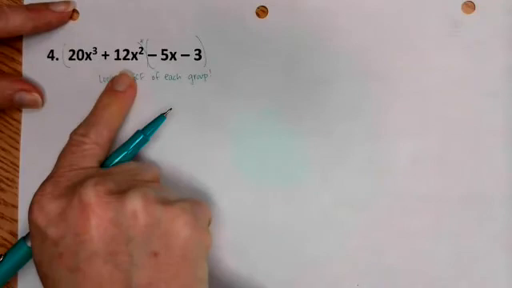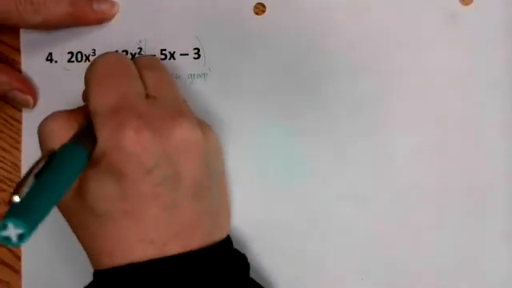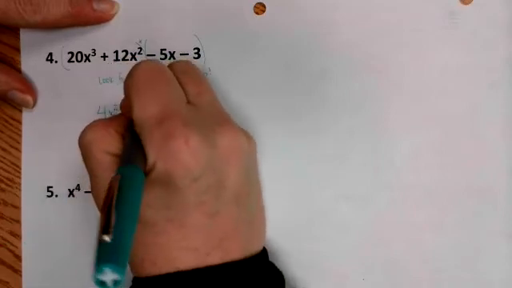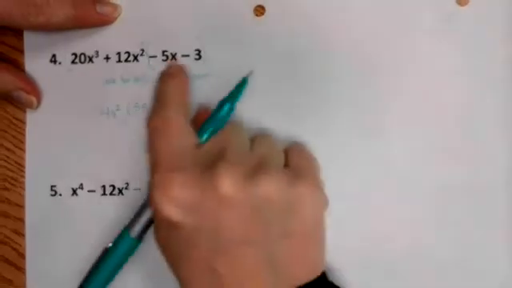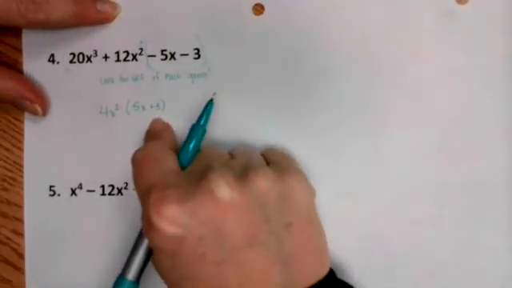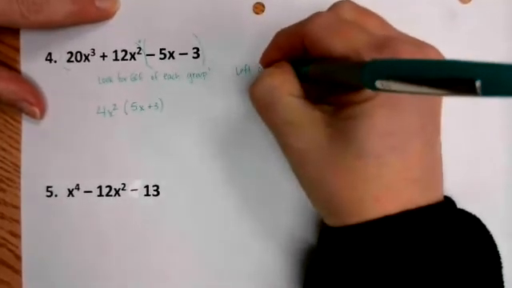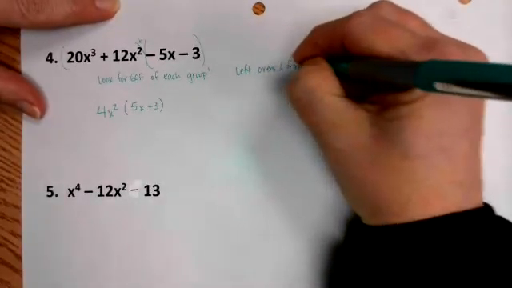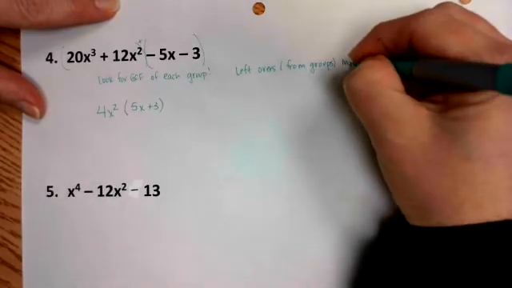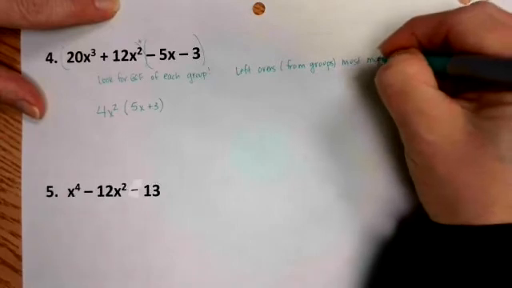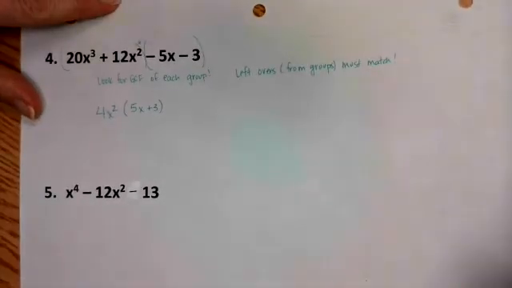So 20x cubed, 12x squared. I can take out a 4x squared and then be left with 5x plus 3. All right. Hey, those are pretty similar. The leftovers from the groups must match. If they don't, you have made a mistake. Or it doesn't factor, but I'm going to ask you to factor what can be factored.